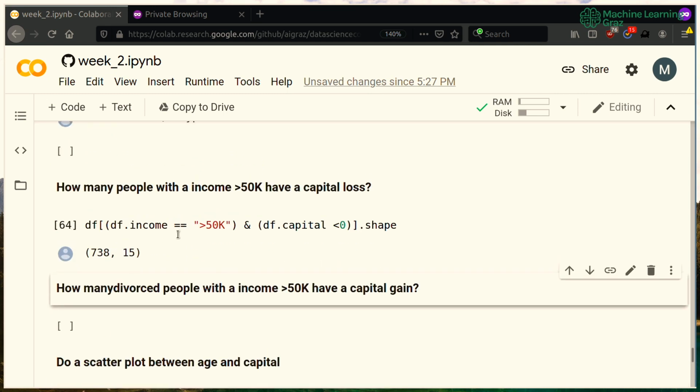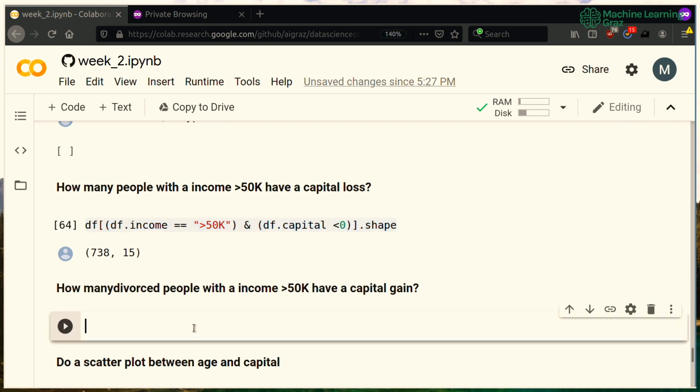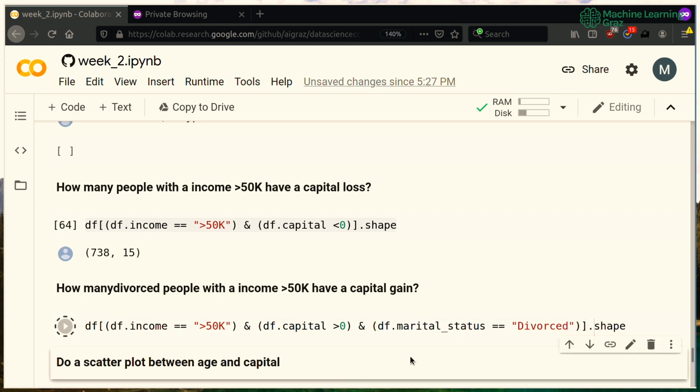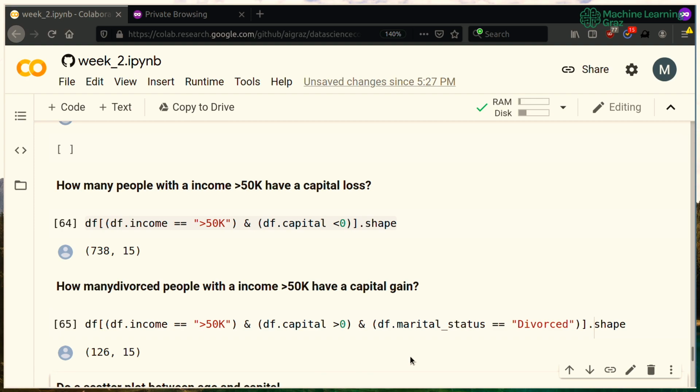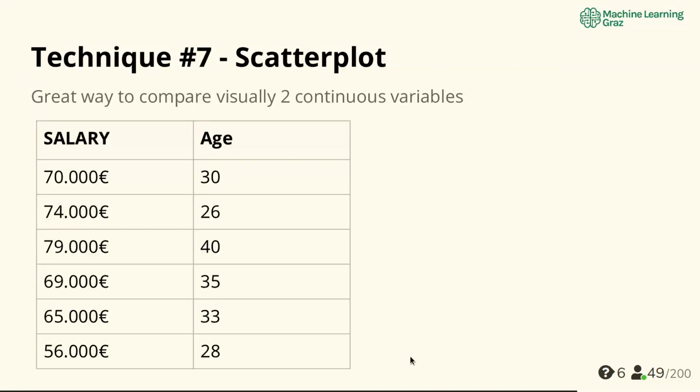Now for the second question, you would do the same. You could write capital gain here. You can copy it from previously, and you can do one more ampersand here, and write here df marital status equals divorced. So in pandas, you can actually stack as many queries as you want into one line, and this is one cool way to solve it. And therefore 128. Okay.